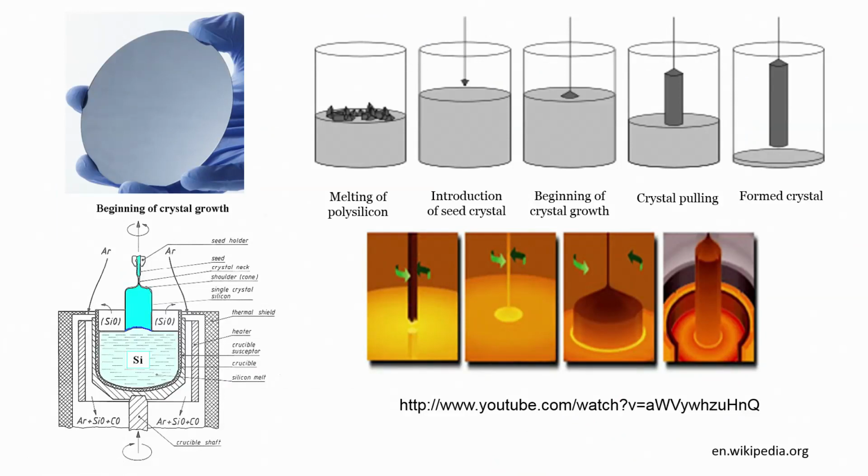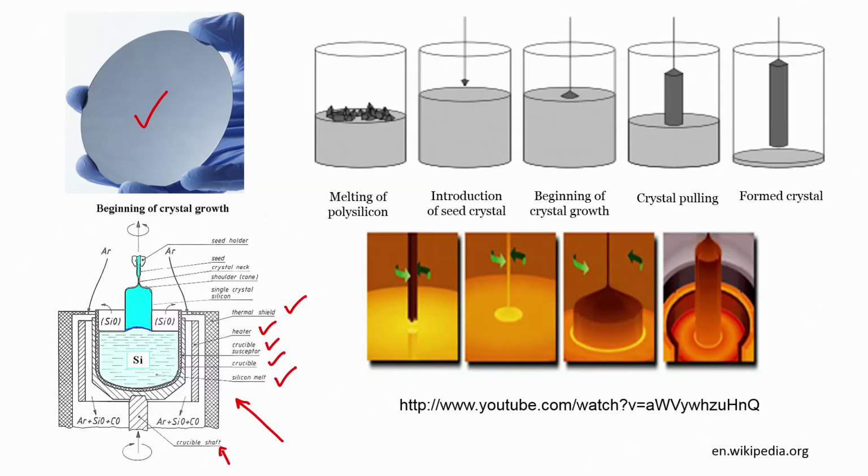So, this is what we want, and how is it made? Initially, polysilicon is melted at very high temperature, and you can see in this particular figure that there is a crucible, and there is a crucible shaft which helps the crucible to rotate. Then we add the polysilicon crystals. So, there is a silicon melt, here the crucible susceptor is there, there is a heater surrounding the crucible, and then there is a thermal shield.